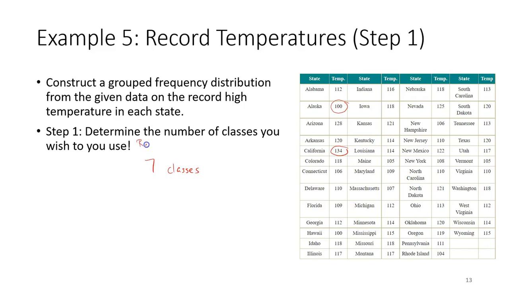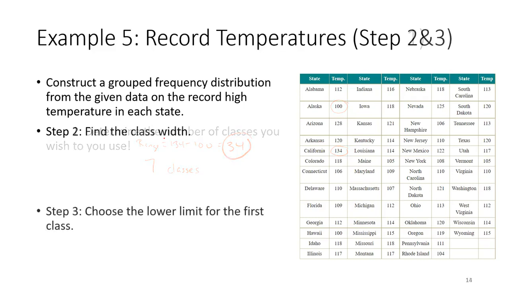We had a range, which is 134 minus 100, or 34. 34 is pretty close to 35. If we divide 35 by 7, we'll have 5, and so just a nice round number. The number of classes that you choose matters, but you do get some say in how many you want to use. Some problems will tell you how many you should use.